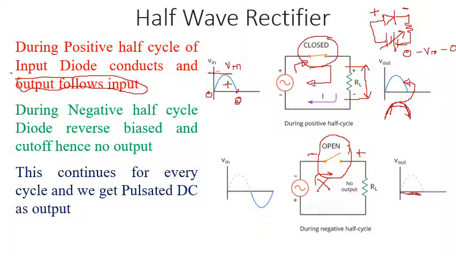Hence, if I see one full cycle of the input, that is one positive half and one negative half cycle, if this is the input to the rectifier circuit, during positive half cycle I will get the positive half as it is, and during the negative half cycle I will get 0. So for one cycle of input, this will be my output, and in the next cycle the same repeats.